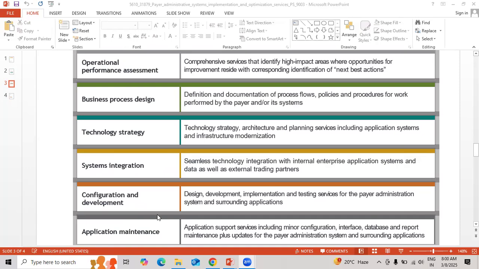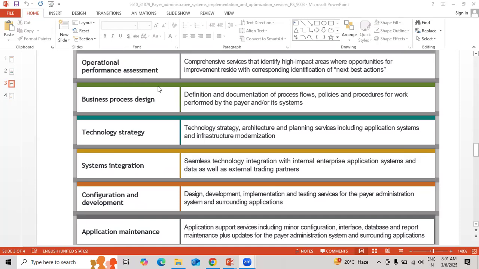Next is configuration and development, majorly focusing on designing, developing, implementing, and testing the services for any payer administration systems. It is not only about the payer administrative systems, but also the applications in and around them that we use for claim adjudication, claim processing, benefit enrollments, all these.